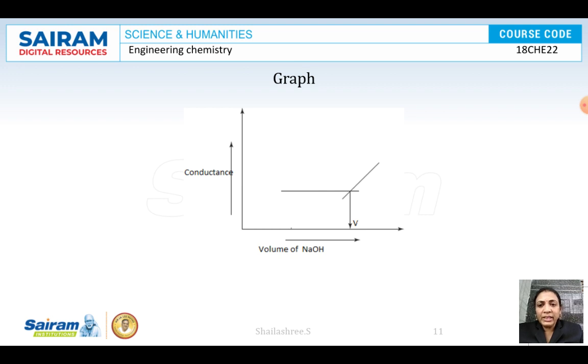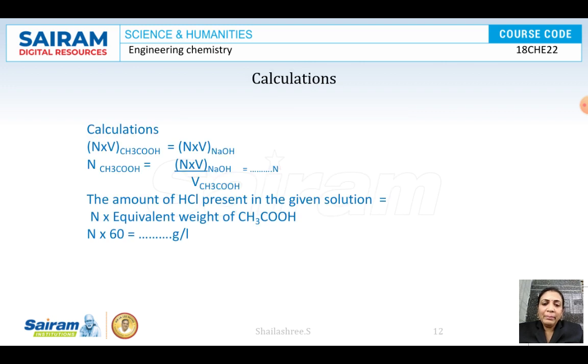The point of intersection of these two lines will be giving the neutralization point, that is, the amount of the base required to neutralize the weak acid, and by using the same type of calculation, we can find out the amount of the acid present in the given solution per liter.